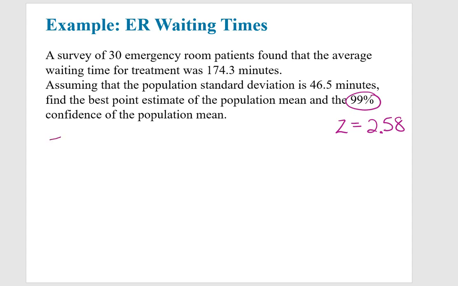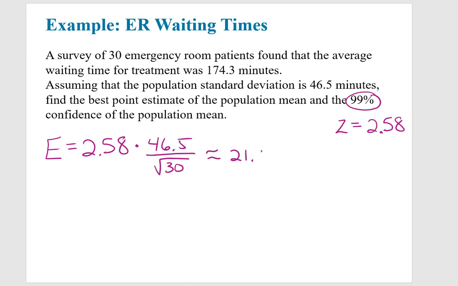Okay, so let's find our error. Our error is that z critical value, and we're going to multiply that by the standard deviation of the population and then divide that by the square root of n, which is 30 in this case. All right, so put all that in, and that is approximately 21.9. So that is our margin of error, 21.9 minutes.